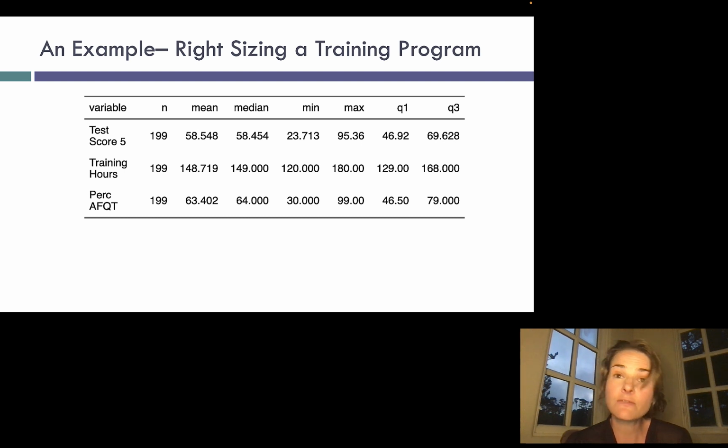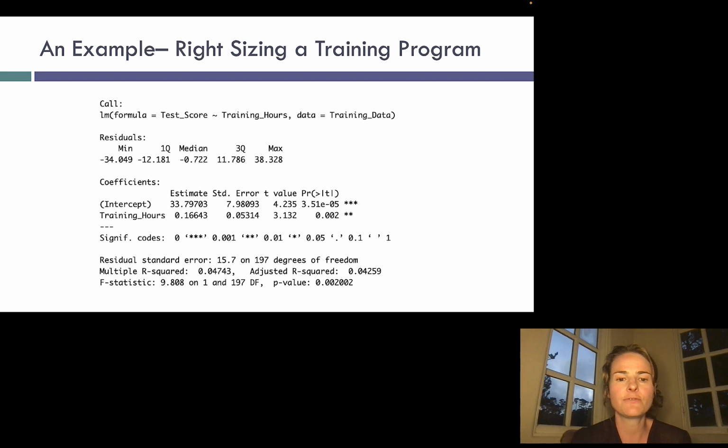At any rate, there's some variability in training hours, and we know that variability is key to being able to run a linear regression. And we want to see if more training hours improve people's test scores. Fair question. We also have some information on their AFQTs, or their IQ tests. So let's look at a simple linear model. Here we have training hours as the variable to predict test scores.